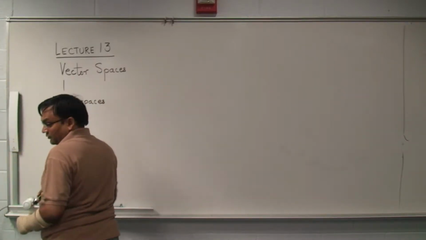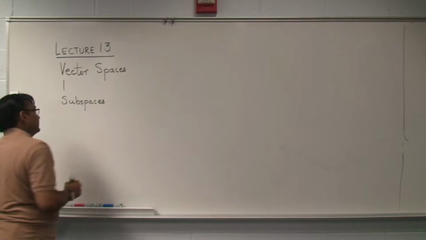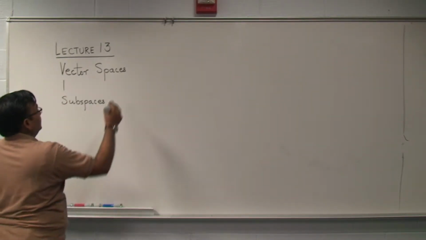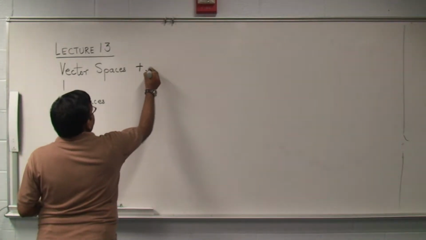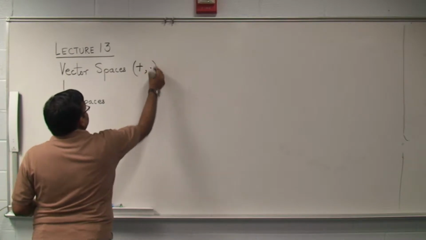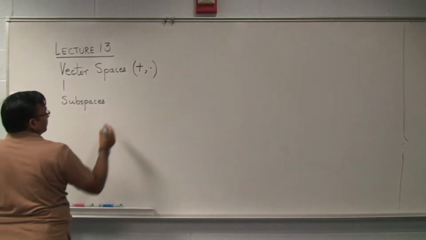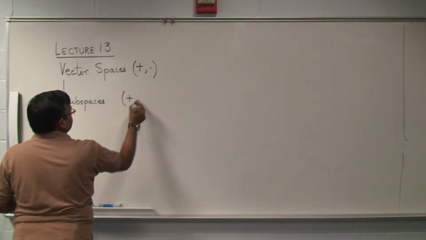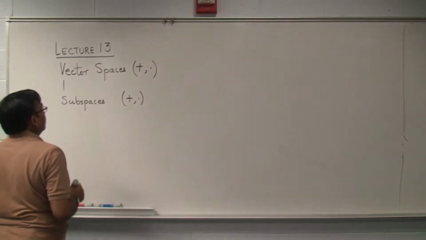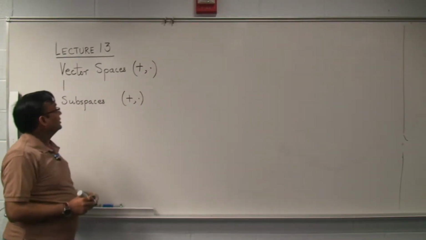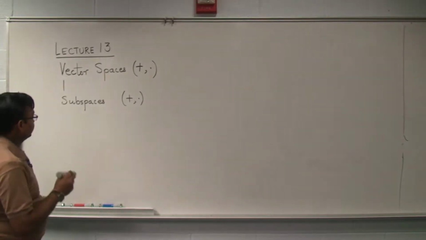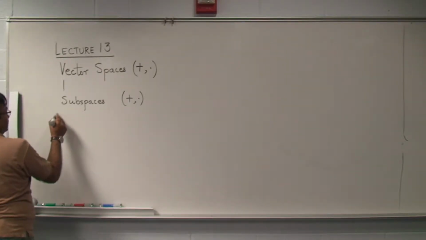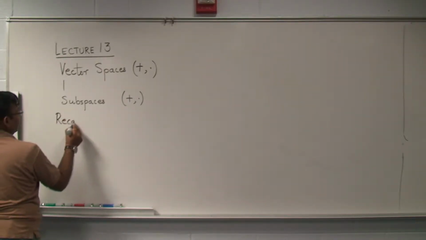Just for the sake of recalling, a vector space has a structure with two operations, addition and multiplication by a scalar, and subspaces are vector spaces in their own right with the same two operations borrowed from their ambient vector space. Okay, so this is what we did last time.